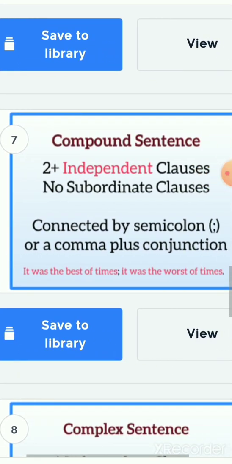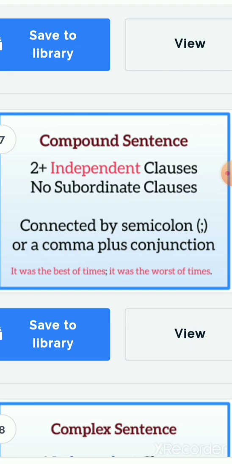Moving to compound sentence. In a compound sentence, you have two independent clauses and no subordinate clauses. They could be connected by a semicolon or a comma plus a conjunction. For example, it was the best of times. It was the worst of times.